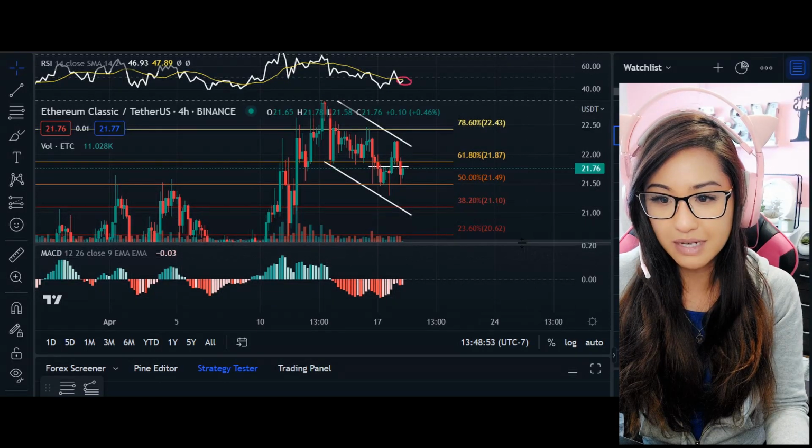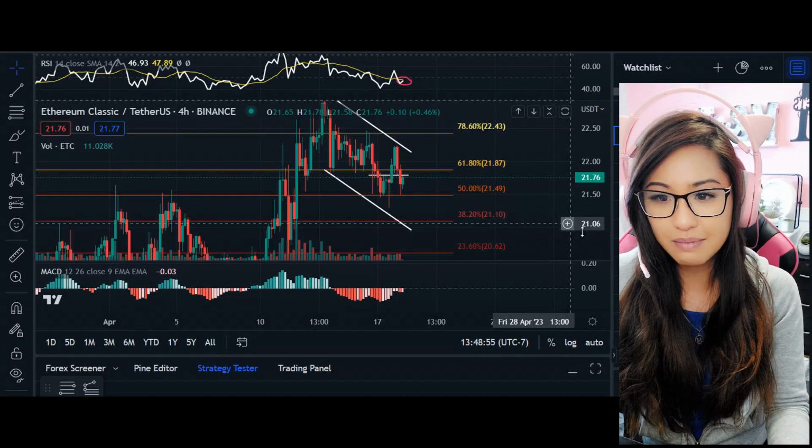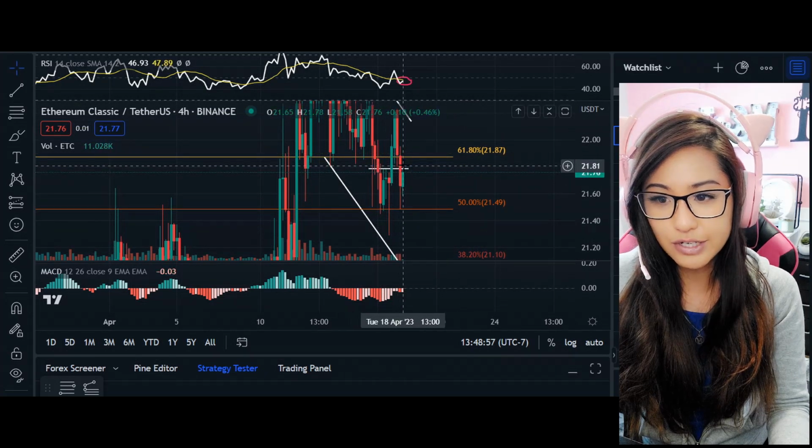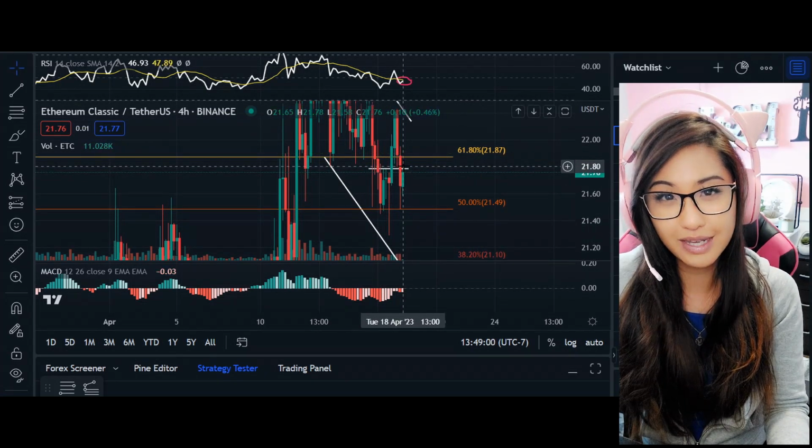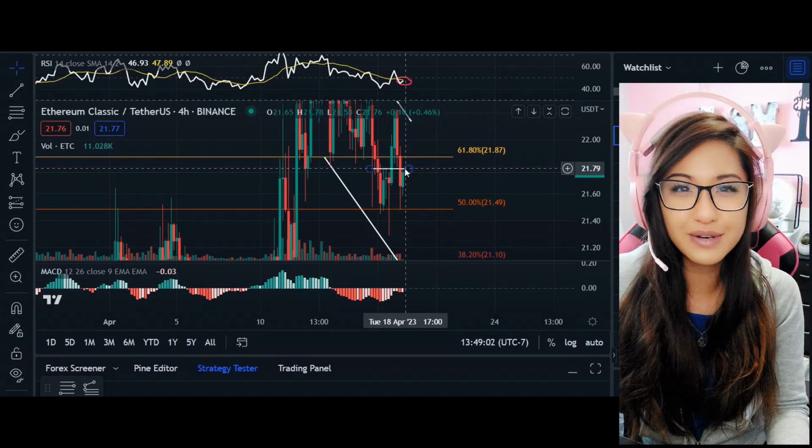So that's my quick analysis here that I'm seeing for Ethereum Classic. We do see some momentum slowly dying down, but it does pinpoint down to if Ethereum Classic can break this resistance line. So definitely let me know down below in the comments.